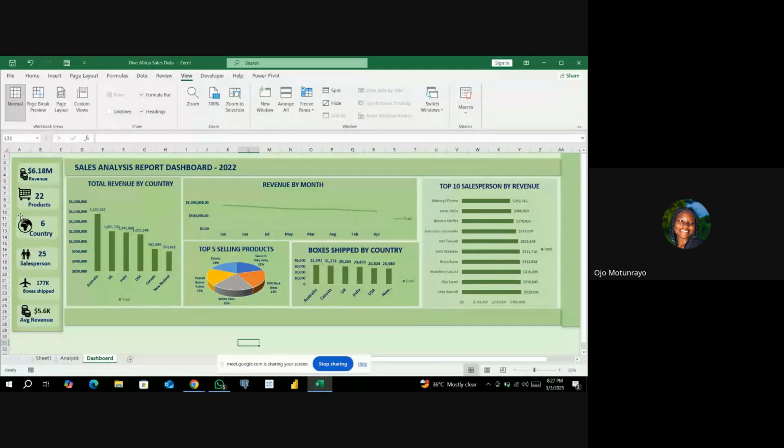Okay. All right. So for your revenue, product, country, salesperson, boxes, the figures should have more fonts, like the font should be bigger. But it's okay. Revenue by month, make the necessary correction. It should be January, February. It's because it's sorted, that's why it's like that. And at the side, the data that is there is not necessary. We don't want it. It's making it clumsy.